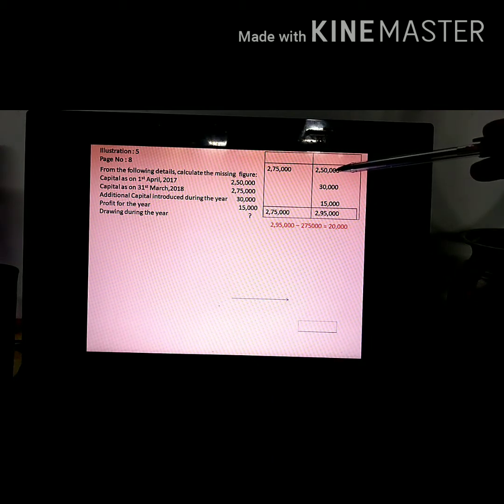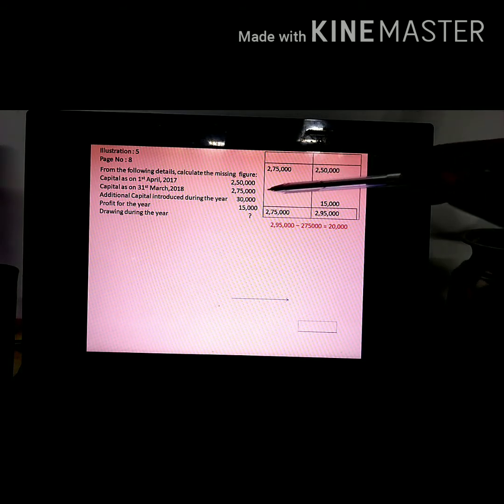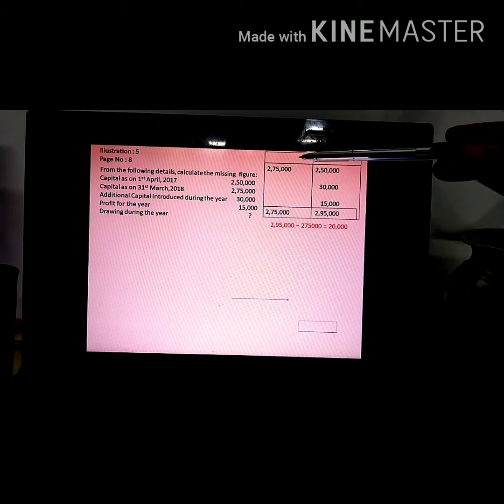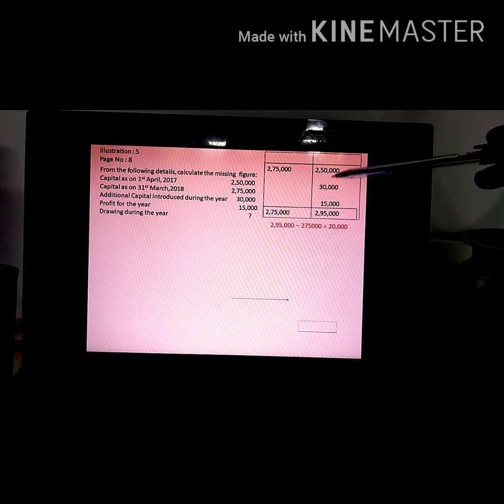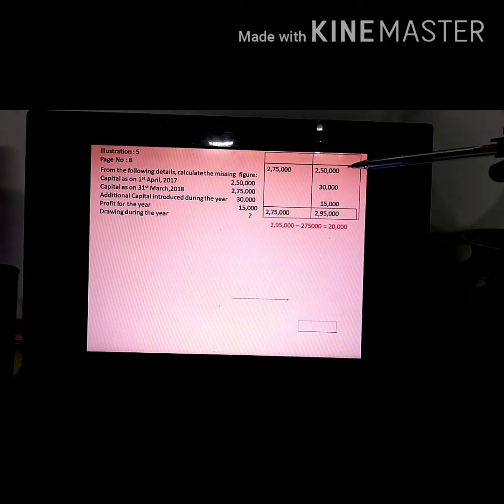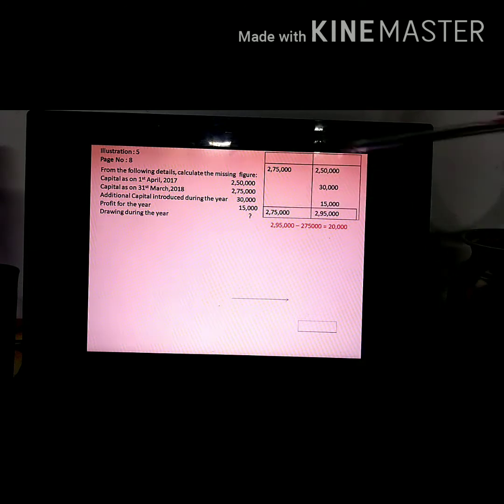So 2,50,000 is the opening capital, 30,000 is the additional capital, 15,000 is the profit. Here the closing capital is given, so we are going to find out the drawing. I have to add these things separately. If you add 2,50,000, 30,000 and 15,000, you get 2,95,000. You have to add all three amounts. If you take the single closing amount, it is 2,75,000.